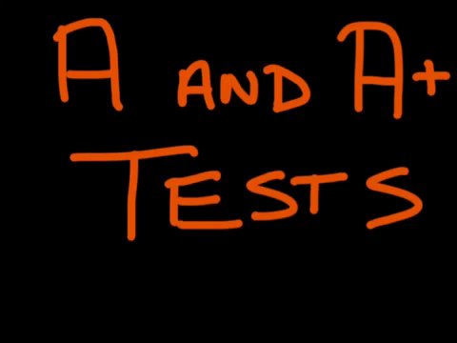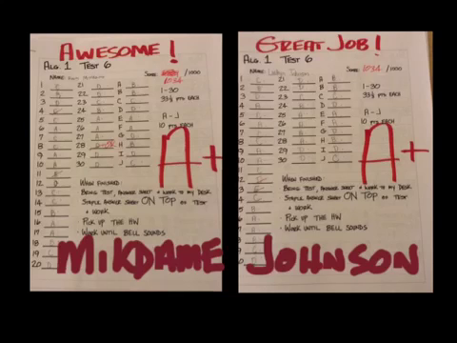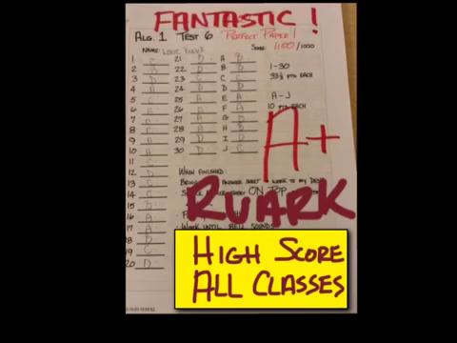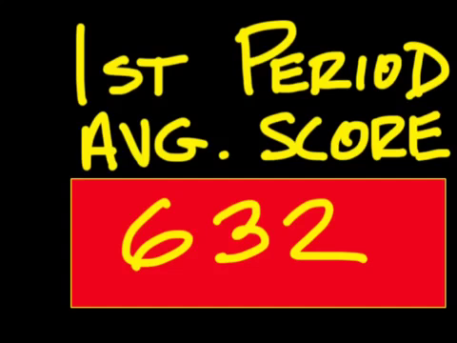Here are the A and A plus tests from Friday. On first period, we had McDame and Johnson with an A plus each, and Ruark with a perfect 1100, high score of the entire day. The first period average was 632, so even with a lot of high scores, some of the really low ones will drag down the average.